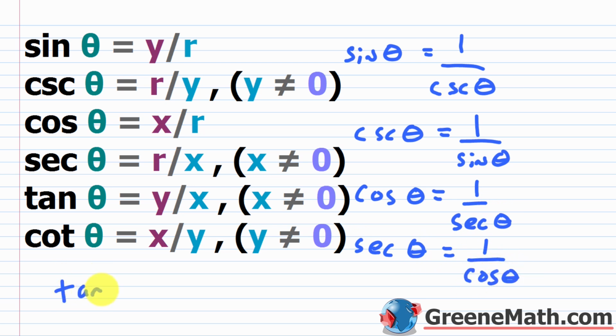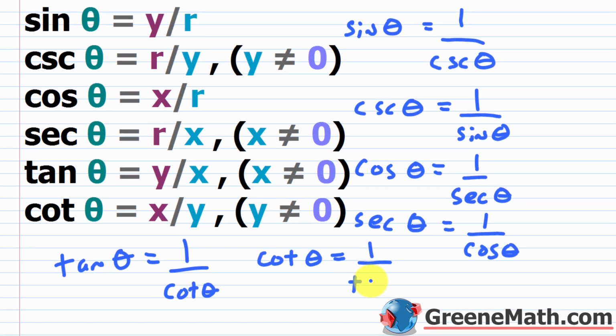So the tangent of theta is equal to 1 over the cotangent of theta. And of course, lastly, the cotangent of theta is going to be equal to 1 over the tangent of theta. Okay, so that's all this is. It's not very complicated when you see this in your book, the topic of reciprocal identities.